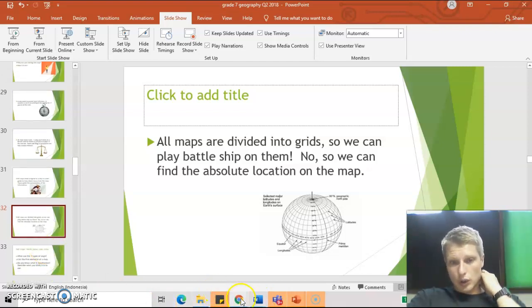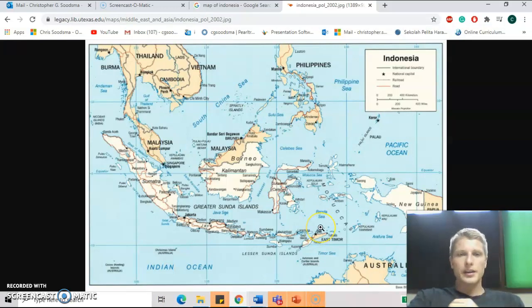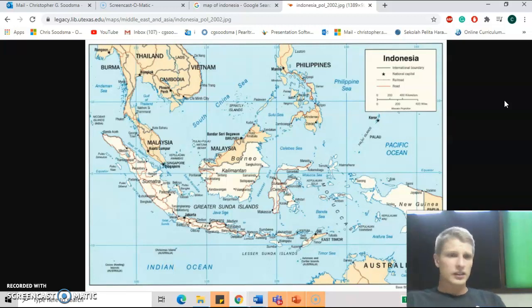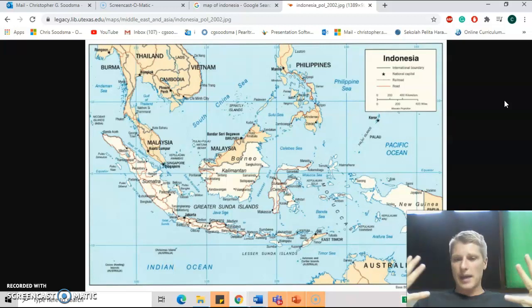So I'm going to go to this map here. Here's an example of a map. This map, the title, you can be seen right here. Okay, it says Indonesia. It's a map of Indonesia. I did a quick Google search, found this from the Library of the University of Texas. It's nice that they put things online. And so I can look at it, right? This map, okay, has to have certain things. It has to have a title. Right here is the title. Indonesia is the title. How nice, right?